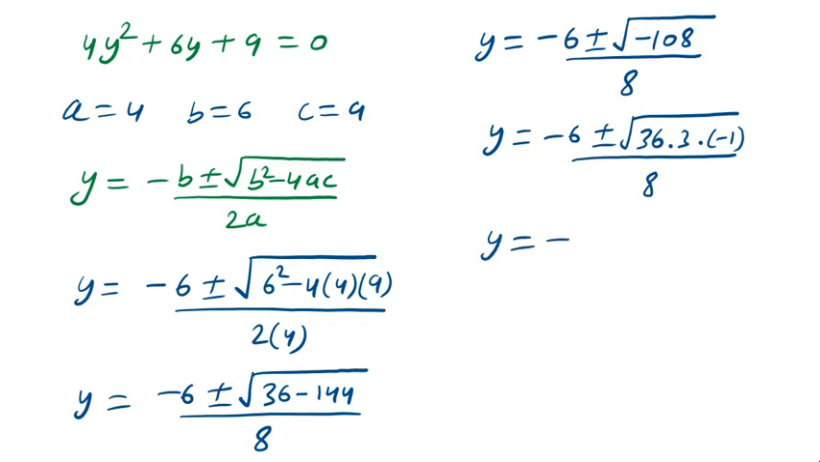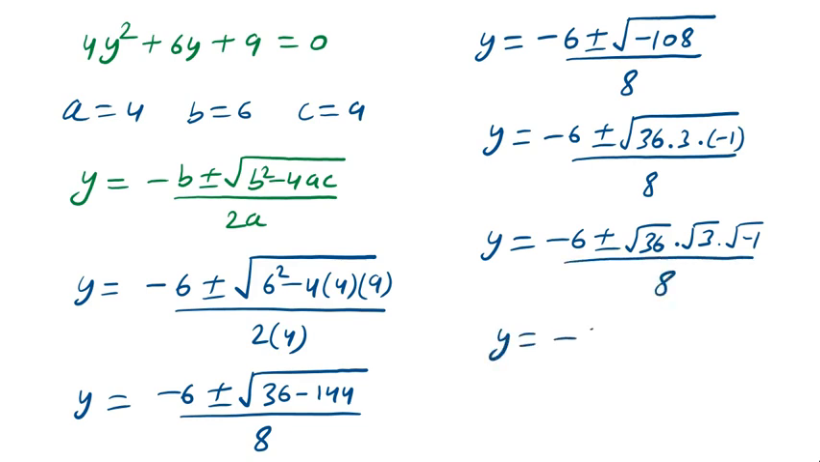Now y is equal to minus 6 plus minus, and this radical expression is the same as square root of 36 times square root of 3 times square root of minus 1, over 8. Then y is equal to minus 6 plus minus square root of 36, which is 6, times square root of 3, and the value of square root of minus 1 is iota, over 8. Now y is equal to minus 6 plus minus 6 times square root of 3 times iota over 8.